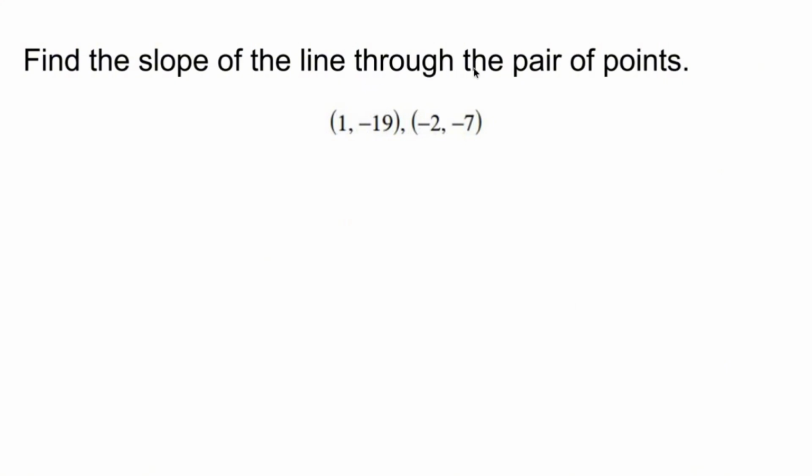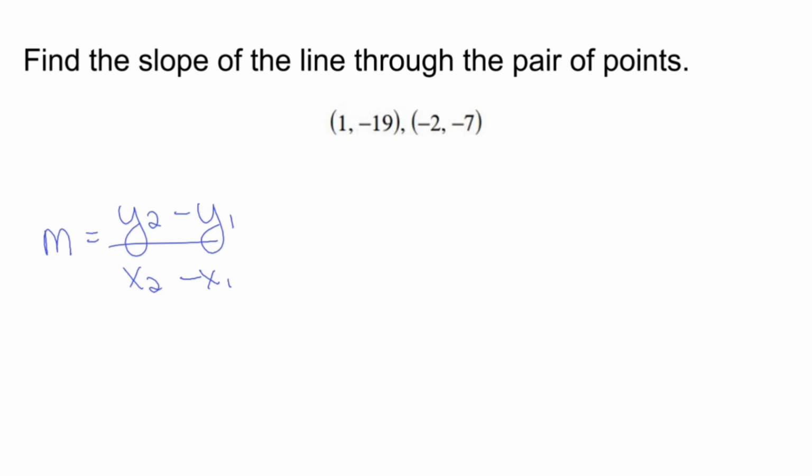Find the slope of the line through the pair of points. Well, in order to do this problem, we are going to need the slope formula. The slope formula is m equals y sub 2 minus y sub 1 over x sub 2 minus x sub 1. That's the slope formula.